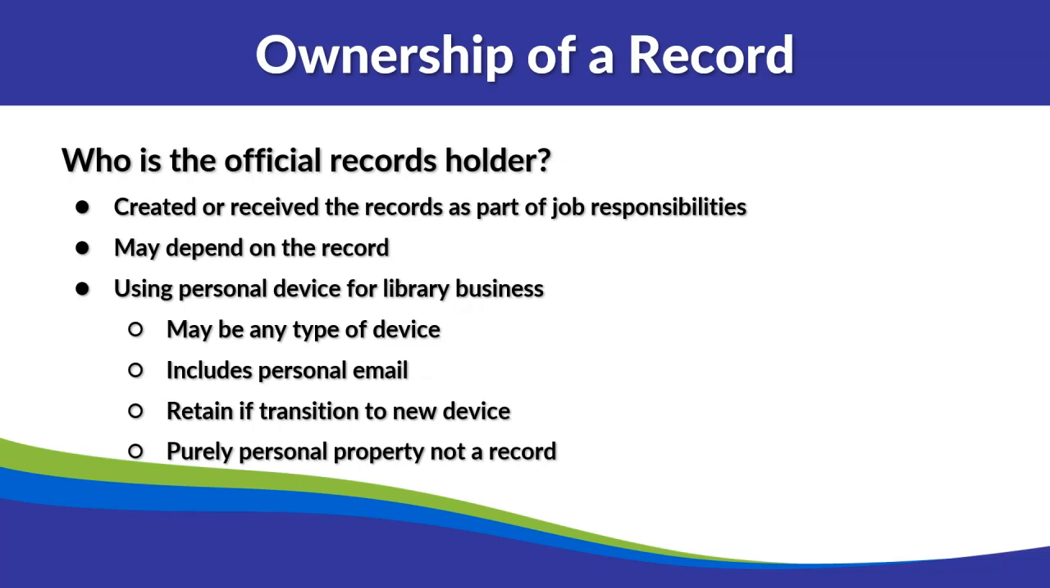If you use a personal device for library business, a personal device may be a computer, cell phone, tablet, Kindle, iPad, smartwatch, or other connected device such as a cloud backup, flash drive, or external hard drive. Any communication used to communicate government business is a record, even if it is sent or received via a personal account.